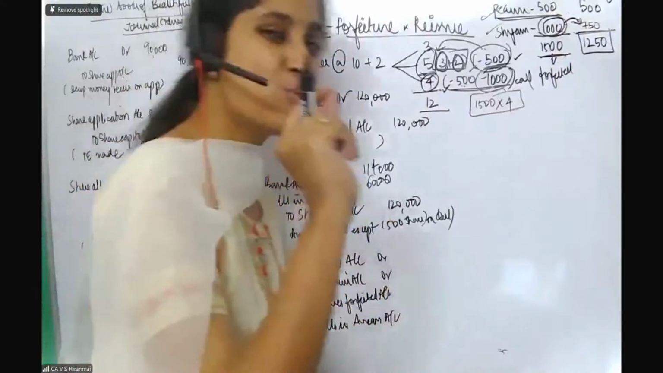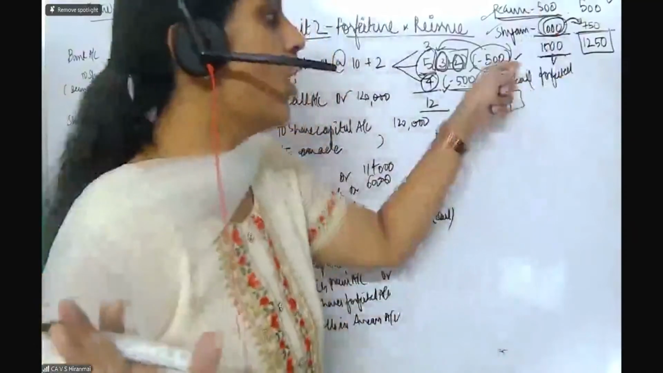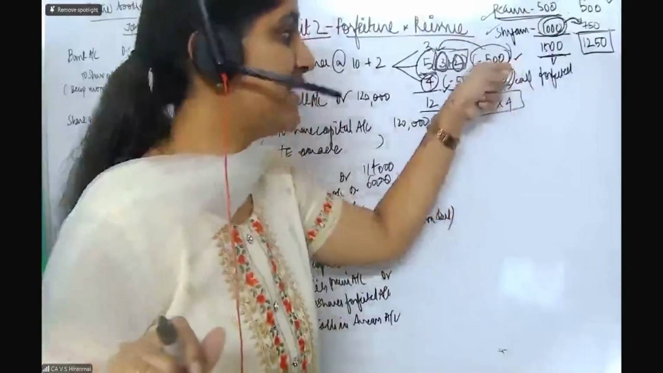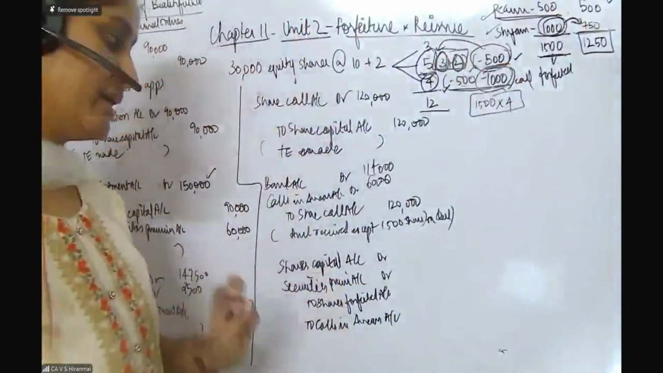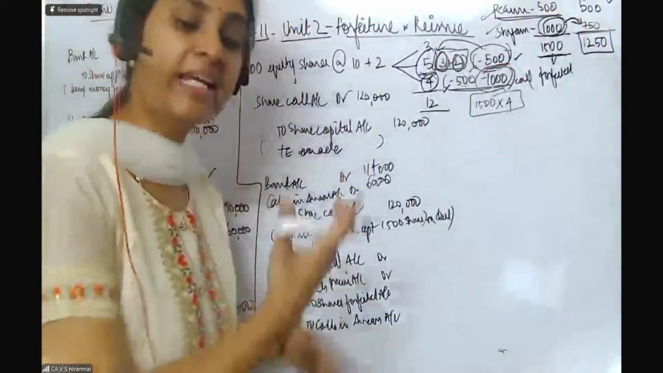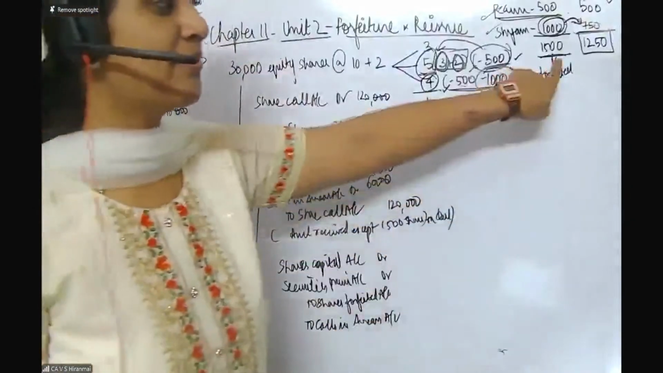But the small trick here is not for the entire value. Only for Ram's share of 500 rupees, the premium was not collected. Is this clear, everybody? I am just writing the entry. I have not even written the amount. Okay. Shall we go to the amount, my dear students?